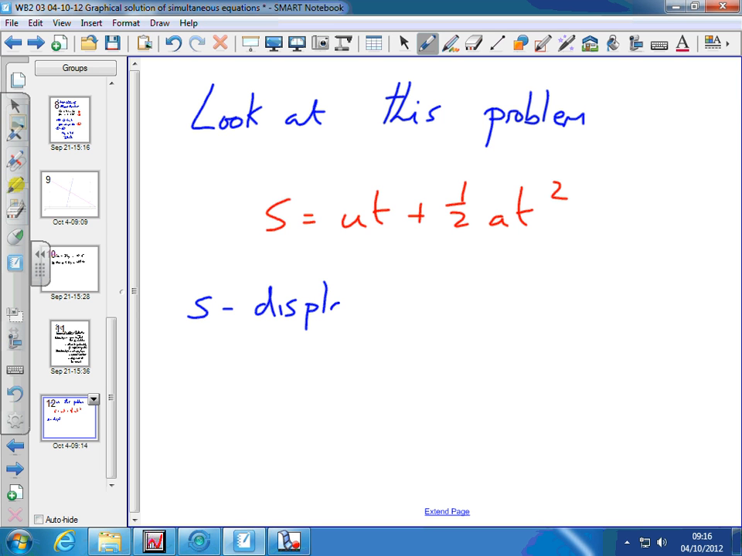Don't let Ed do all the work here. S, displacement. Distance is the scalar version. Displacement is the vector version. What's the difference between the two? Somebody apart from Ed, because I know Ed knows. No, displacement is the vector. Distance is the scalar. What's the difference between scalar and vector quantities?